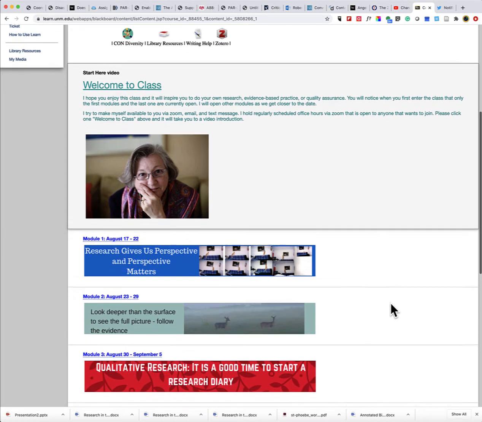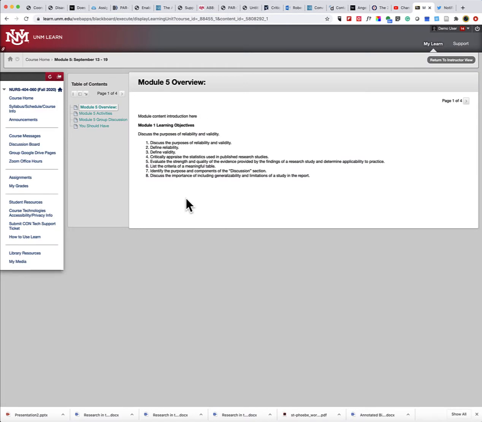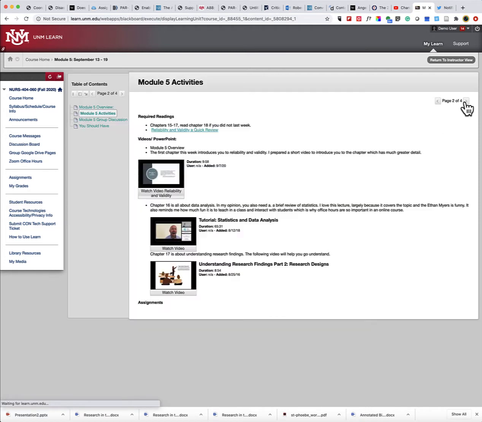I thought I would start out this week with a little overview of the module and what we're going to be doing. If you go down to module 5, you will notice we are talking about research, specifically quantitative research, but also some things like reliability and validity and how to use some of the statistics, how to read the statistics that are in your paper, and how to identify some of the components in the discussion section of your paper.